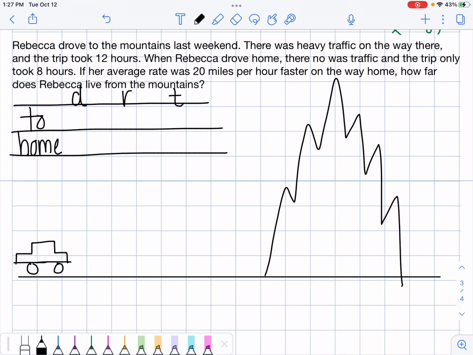Now I know I said there's usually 2 objects traveling, and this problem doesn't have 2 objects traveling. So the 2 things that we're looking at are the distance and the speed to the mountains and on the way home from the mountains. So the 2 different time frames or times that she traveled. Okay.